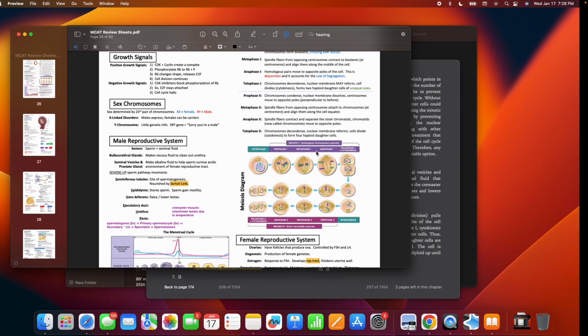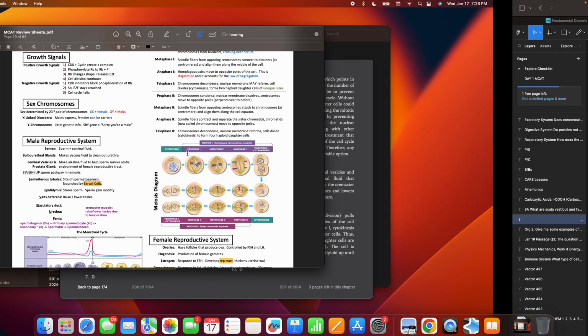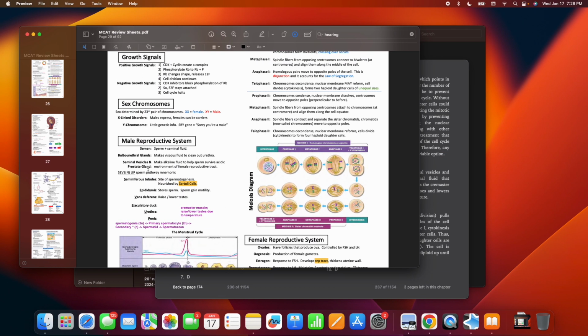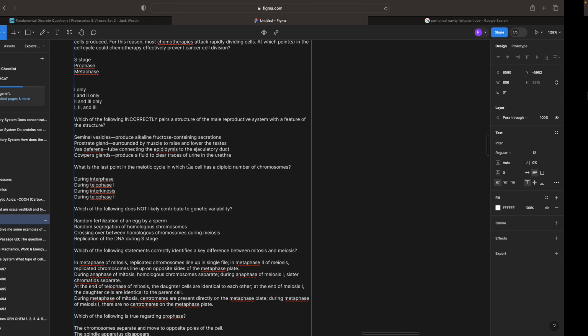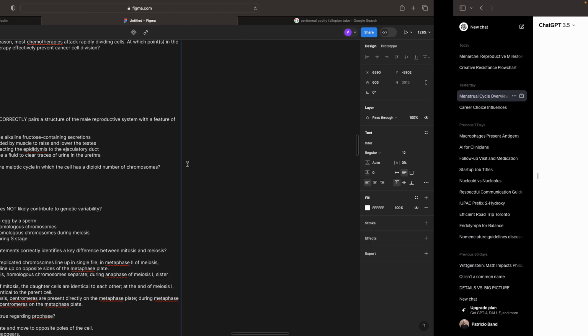So it's between the vas deferens, connecting the epididymis to the ejaculatory duct. What's the Cooper's glands? They produce a fluid to clear traces of urine in the urethra.